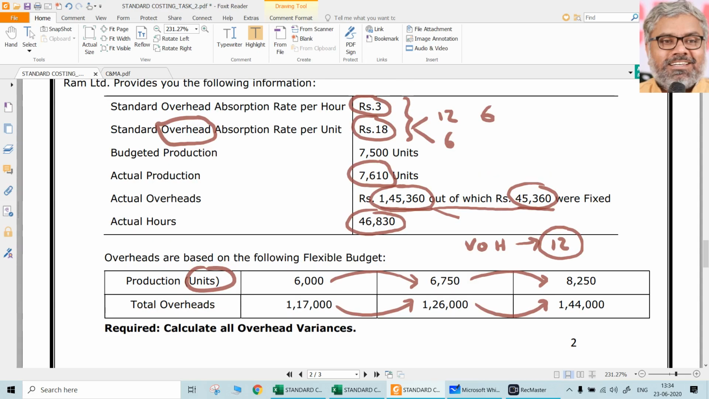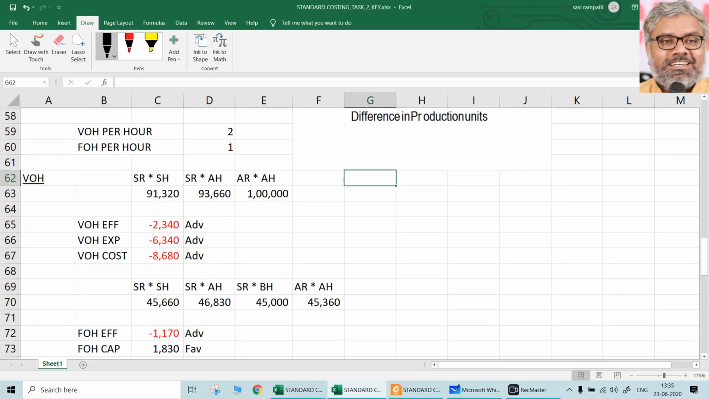But this is per unit. But we are used to hours and all that, and actual hours are also given. So 12 rupees per unit means how much will be per hour? Naturally 2 rupees, because each unit requires 6 hours. So what is the variable overhead standard rate? Variable overhead, that is 2 rupees per hour. How much is fixed overhead? Standard rate, same standard rate but fixed overheads, that is 1 rupee per hour. That first of all we should find out. It will not be given in the question directly. Remaining things we can just calculate from the available information.